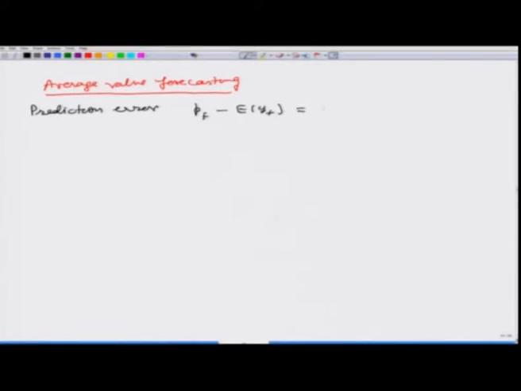This is equal to XF beta hat minus XF beta, which can be written as XF (beta hat minus beta), and that is equal to XF (X transpose X) whole inverse X transpose epsilon. You may recall that beta hat minus beta is equal to (X transpose X) whole inverse X transpose epsilon.